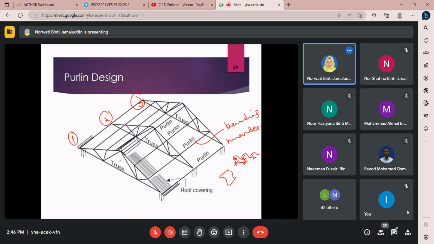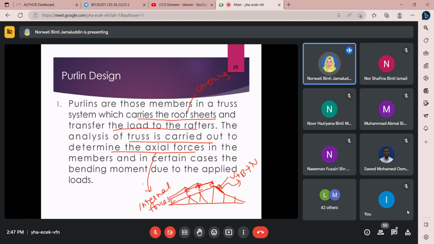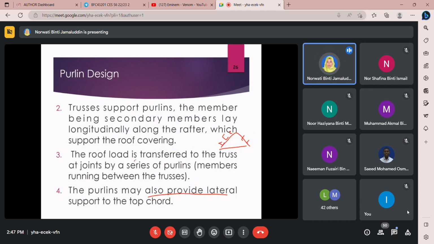In what way? Because you are going to tie this one. So your roof will not deflect in this direction because you have already tied the purlin member to the trusses. So your trusses will stay there at a specific distance. That's why we say it also provides lateral support to the top chord.